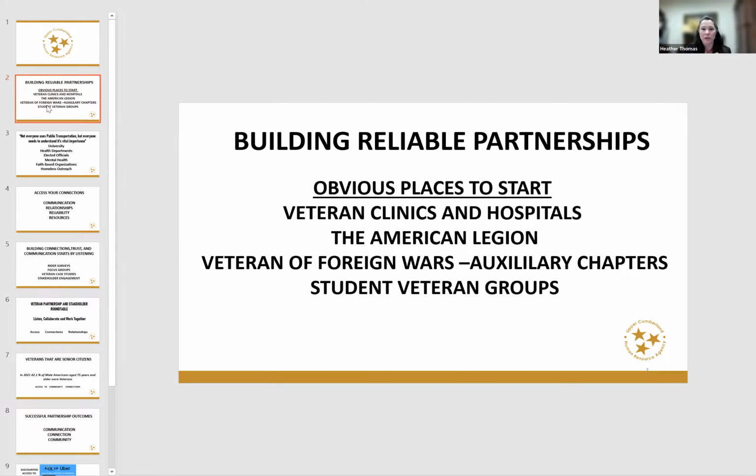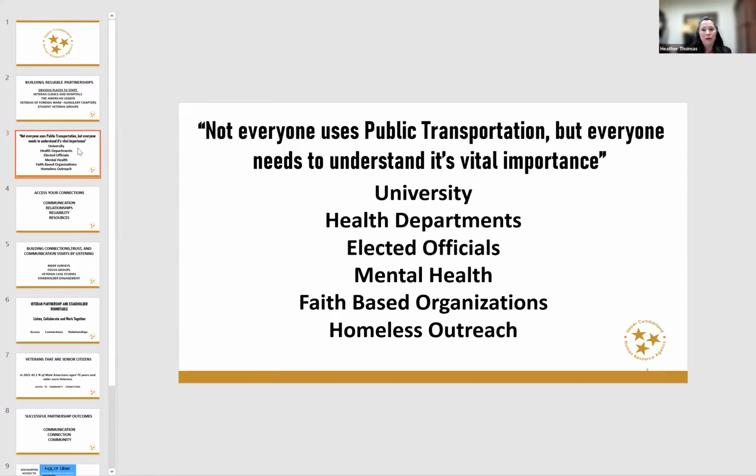Not everyone uses public transportation, but everyone needs to understand its vital importance. That is a phrase that I heard at a transportation conference 2 years ago, and I have used it in many conversations advocating for our riders, to our elected officials, mayors, to senators, to congressmen. Everyone needs to understand the vital importance, and none more important than trips to healthcare for our veterans.